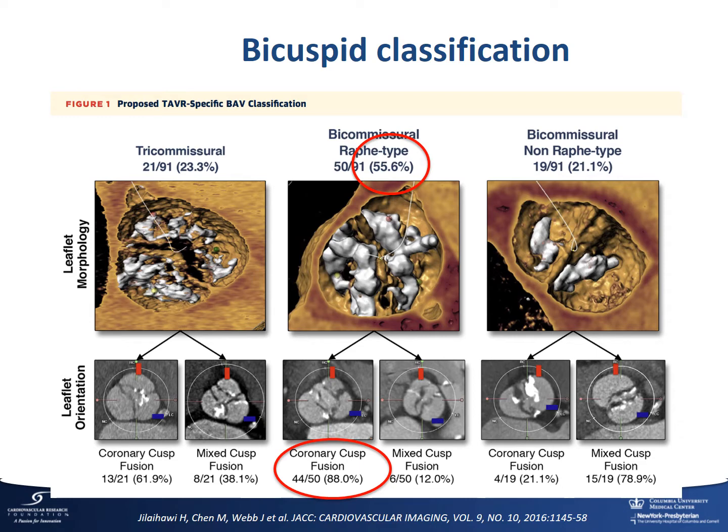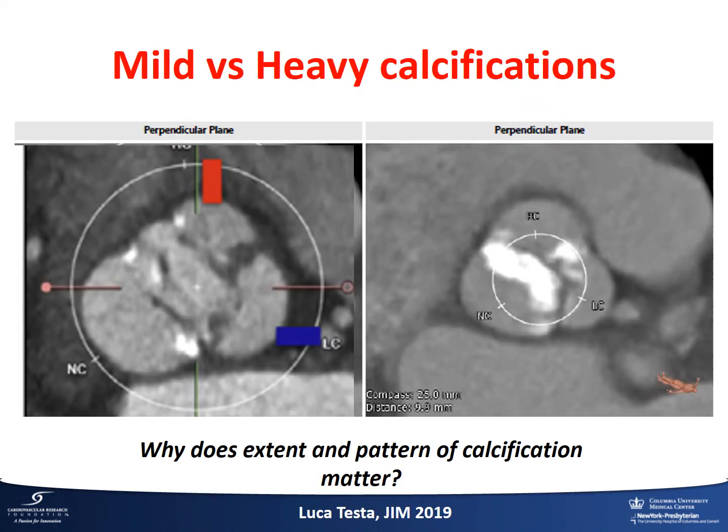This bicommissural non-raphe type is sort of a type 0. And you can see here sometimes coronary cusp fusion or heavy calcification. This is really in the middle and on the left, that type 1, where you get fusion of the raphe. And there's a lot of variability in this as well, depending on where the fusion occurs, how much calcium it is, and everything else. And all of these are important characteristics, and this is something that we really need to look into in more detail.